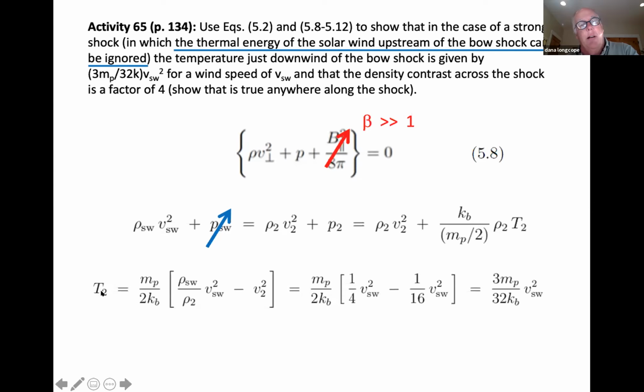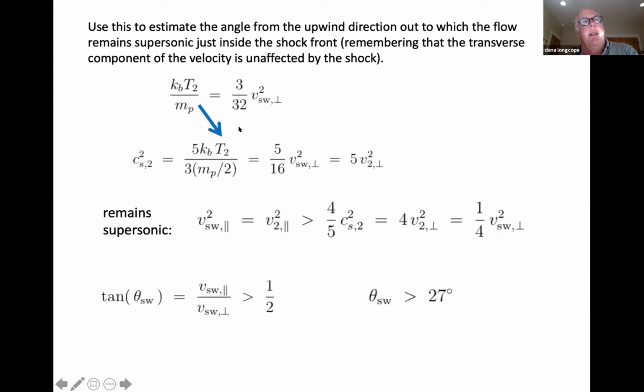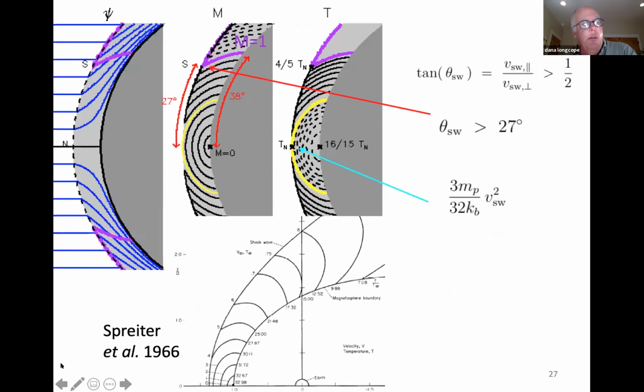But then this tells you how to convert and find the temperature from whatever the solar wind speed is. Then you want to find the sound speed downstream, and that's really just 5/3. Well, there's the sound speed.